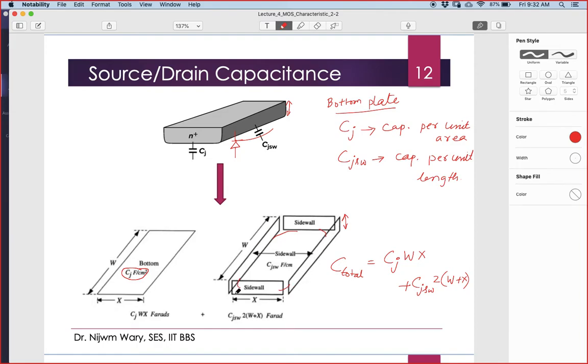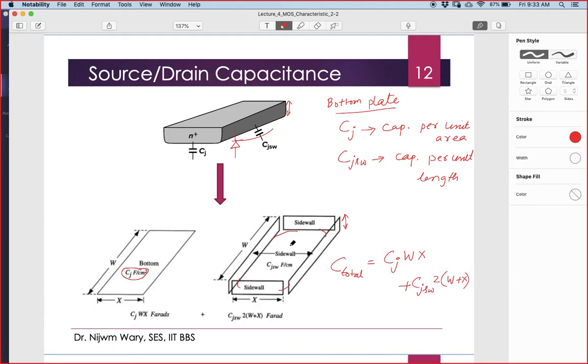To get the exact value, we have to take the help of a tool. There are different kinds of device simulators which will give you the exact capacitance. But as a designer, we are just trying to approximate what can be the value, what will be the range. To get the exact value we need the help of some mathematical solver.